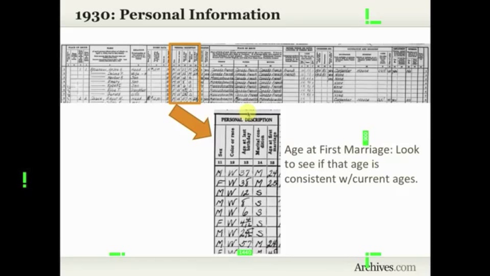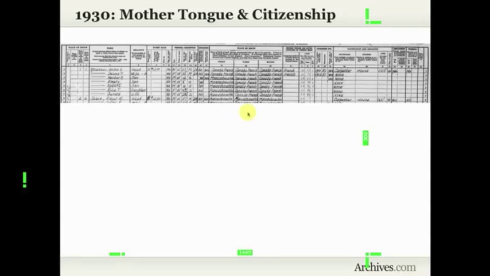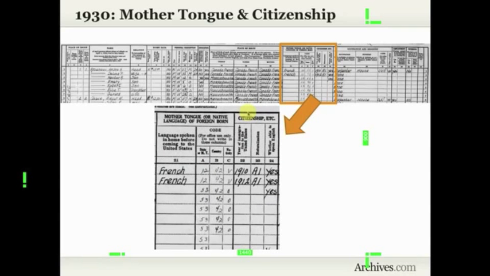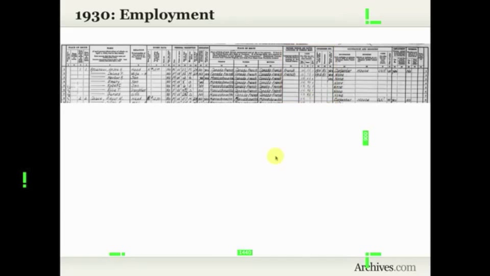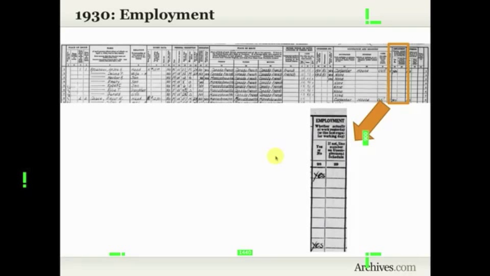More questions about mother tongue and citizenship. Again, this is in 1930, where we see the language spoken before coming to the United States, and the questions that we saw before. What year did they arrive? At what point in the naturalization process are they? And a specific question, whether they are able to speak English. And questions about employment. Besides occupation, we're seeing the question, were you actually at work yesterday?